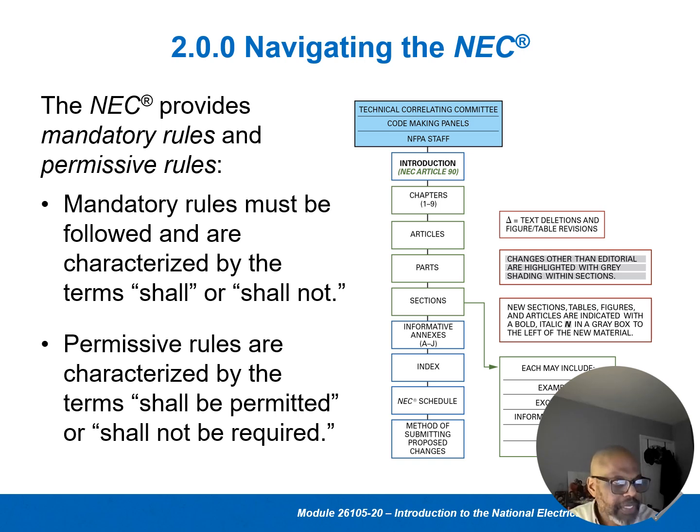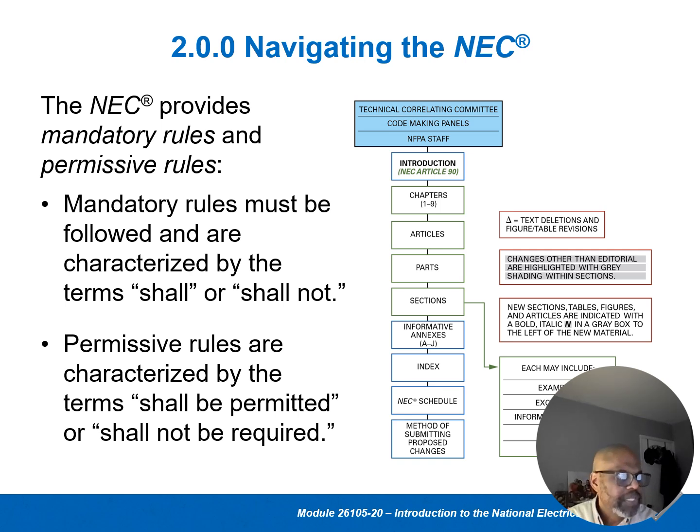So basically, if we look at the National Electrical Code, it provides mandatory rules and permissible rules. In other words, they give you some type of option. There are certain things that must be done a certain way, and there's no choice. And there are other things that might be permissible, but it would still be safe. So again, it provides the rules that need to be followed. Mandatory rules must be followed and are characterized by the terms shall or shall not. Permissible rules are characterized by the terms shall be permitted or shall not be permitted.